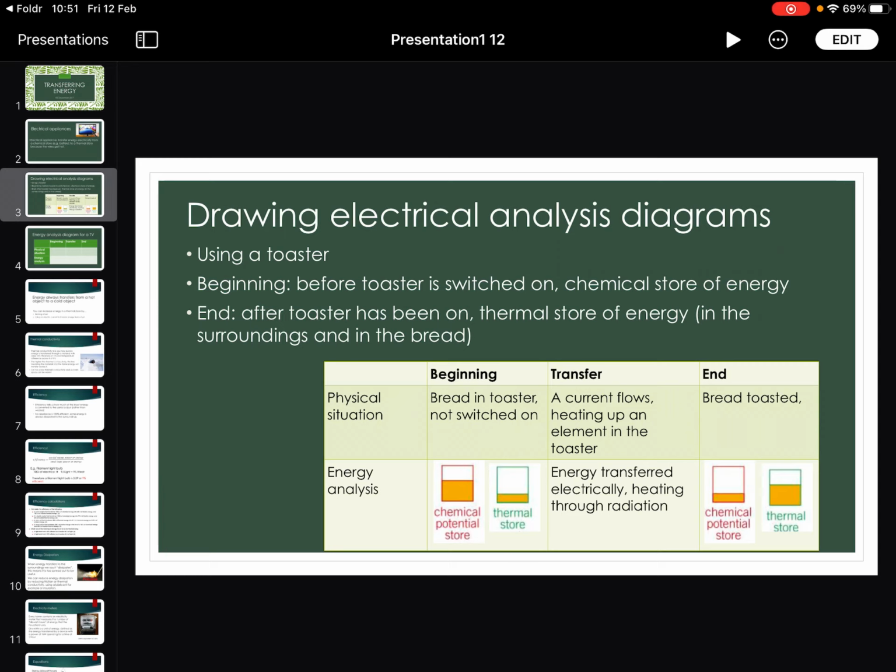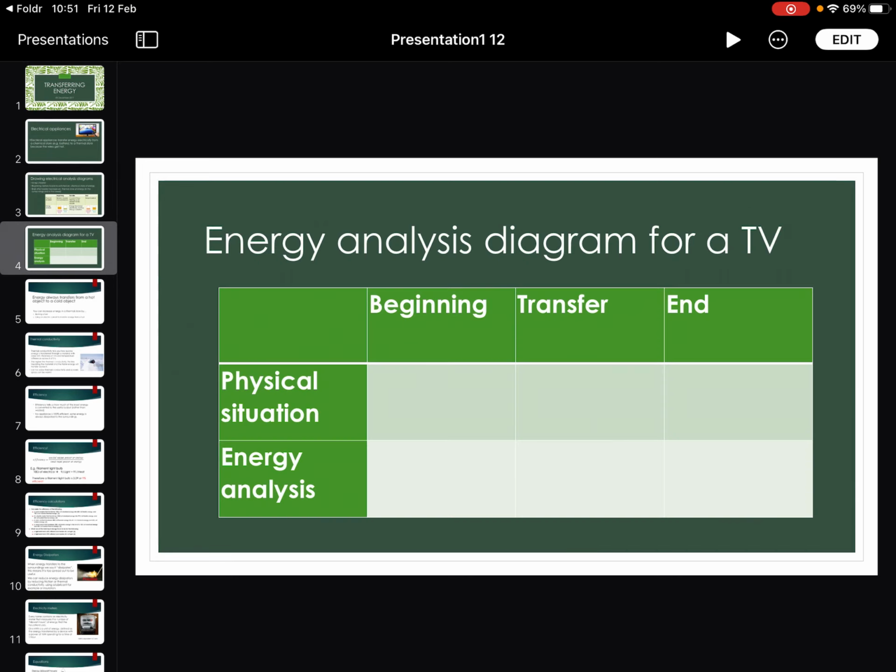So yes, you can see at the beginning, you've got a high store of chemical because that is in the power plant or power station that's creating our electricity, and there's a low thermal store. The transfer, we've already talked about the fact that whenever you use something electrical, you're transferring electricity and heating through radiation. And then at the end, you can see there's less in the chemical store and more in the thermal. So as I say, please don't overcomplicate it. It's not too hard. Just think logically.